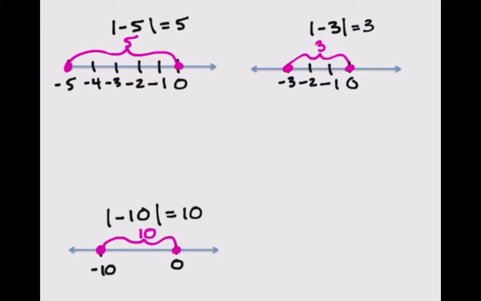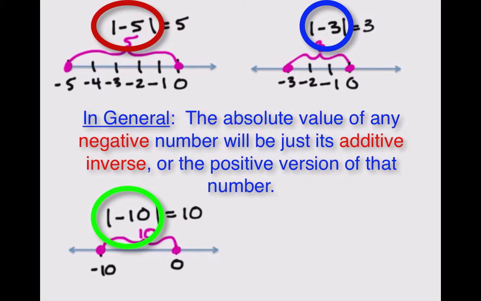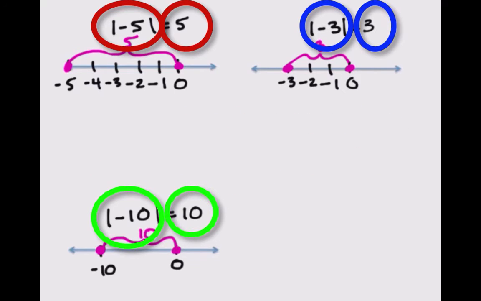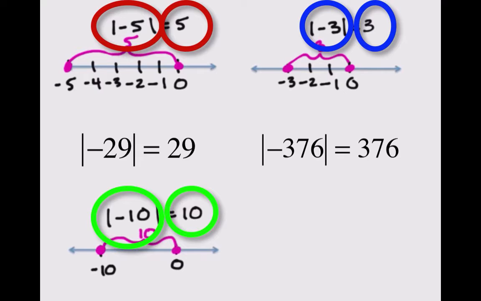And perhaps you found a pattern here as well. What happens is, for any negative number, its absolute value is just going to be its additive inverse, or the positive version of that number. Because of course, negative 3 is exactly 3 units away from 0. Negative 5 is 5 units from 0. Negative 10 is 10 units from 0. Negative 29 is 29 units from 0. Negative 376 is 376 units away from 0.